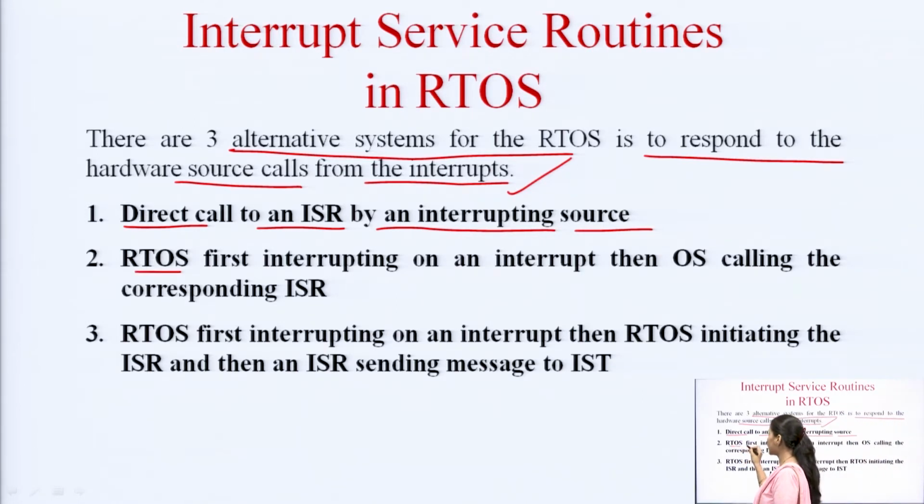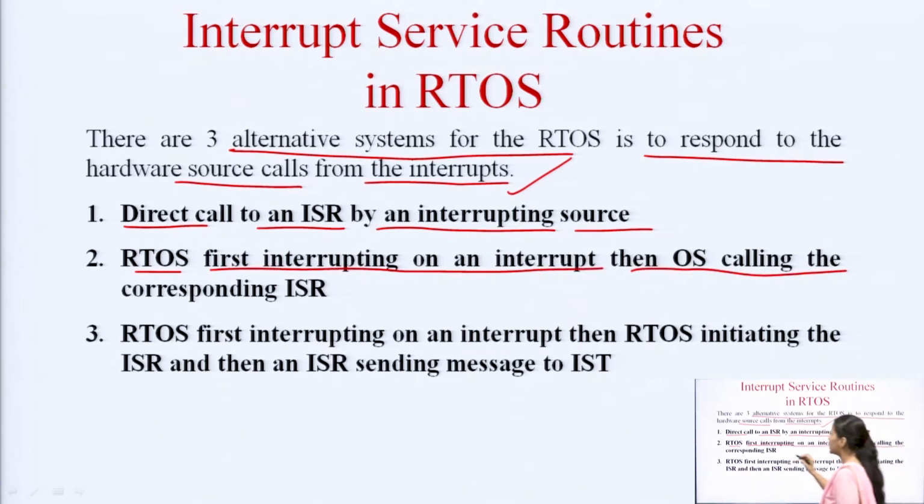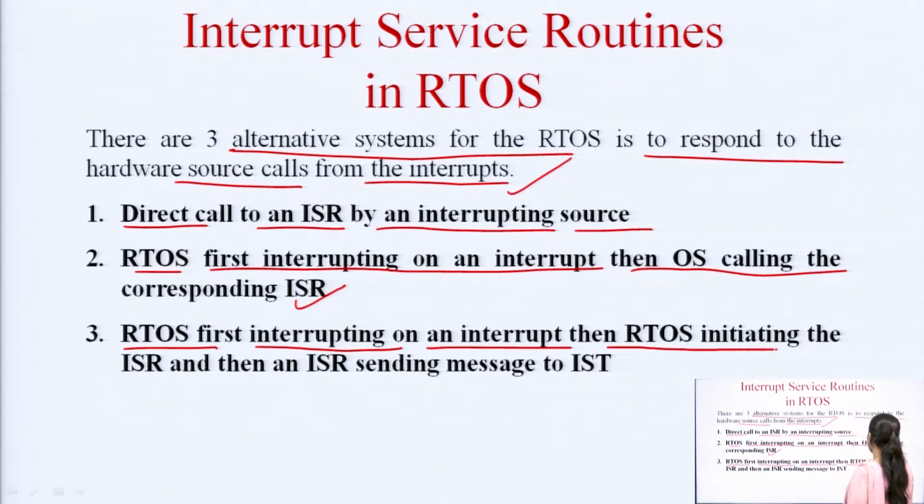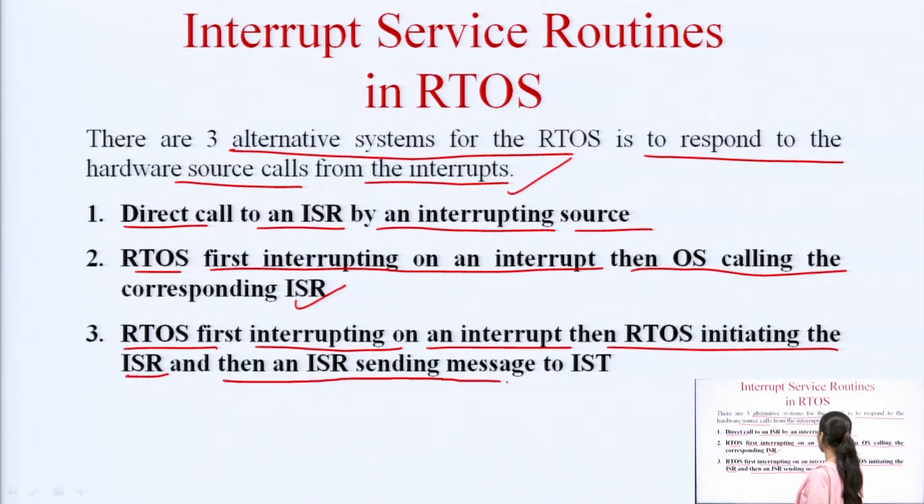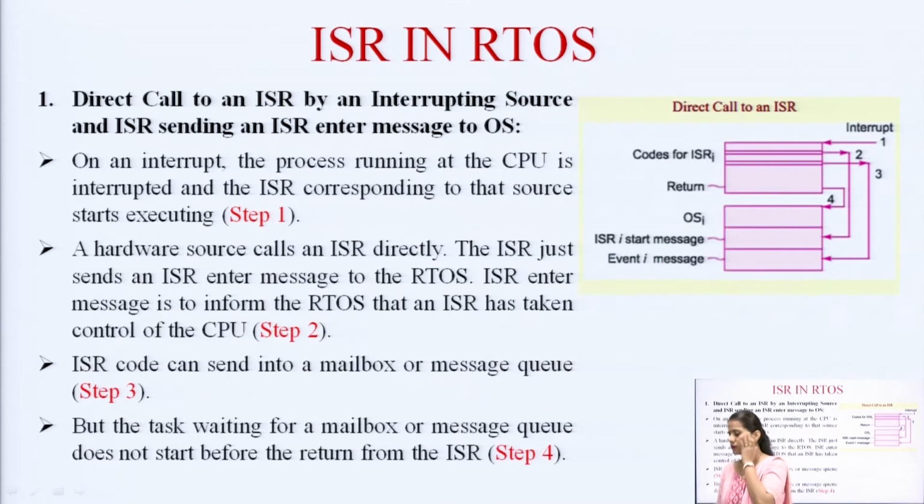Second option is RTOS first interrupting on an interrupt, then the operating system calling the corresponding interrupt service routine. So, this is another option. Third option is RTOS first interrupting on an interrupt, then RTOS initiating the ISR and then the ISR sending a message to the IST. So, we will have a look at all these options one by one.